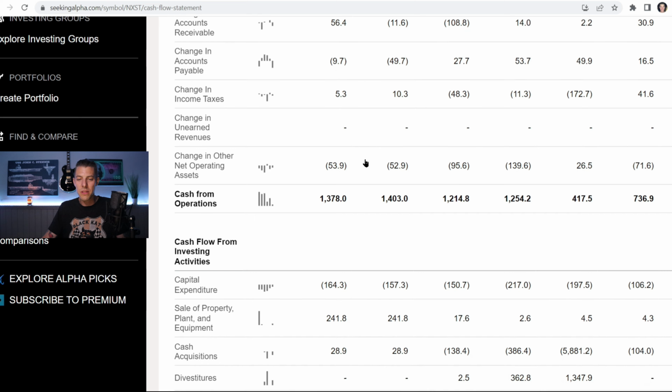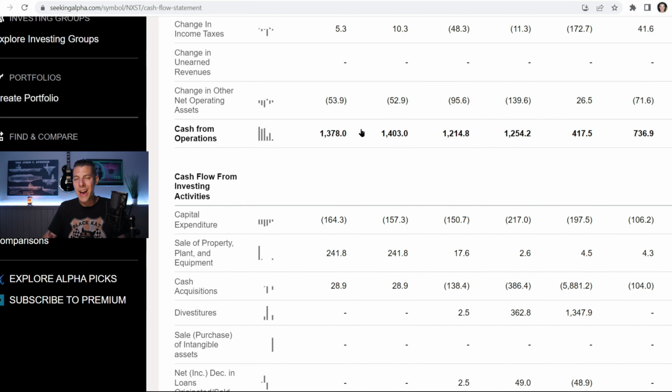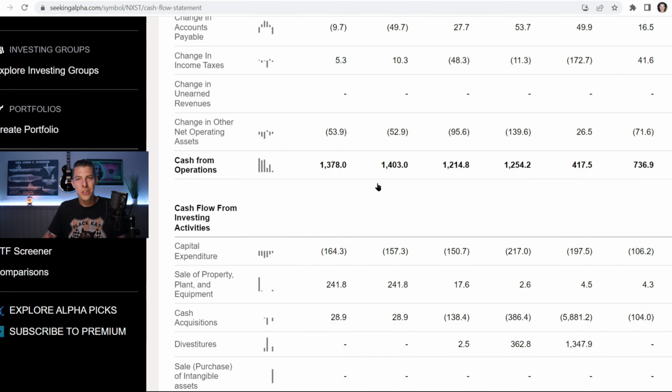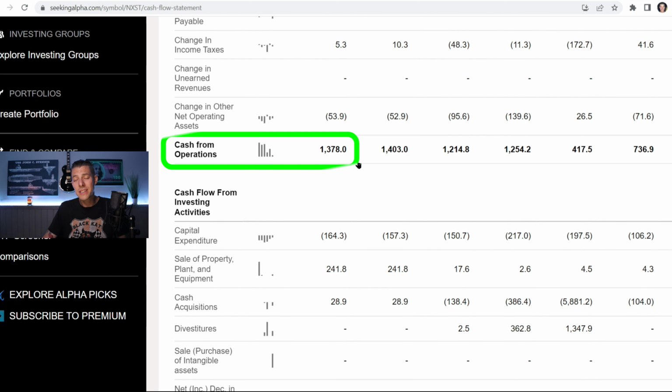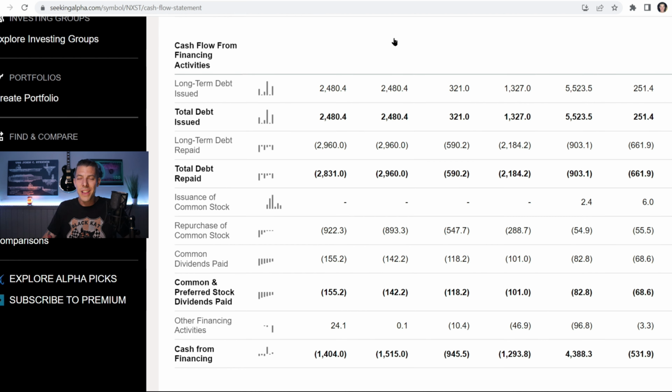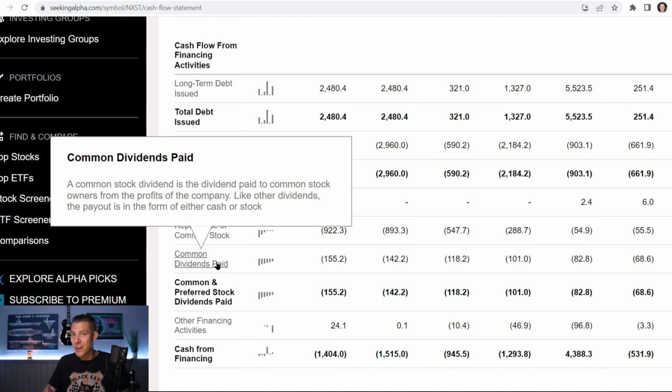But as we go down to the bottom of this, we get the cash from operations, which again was the cash from the day-to-day business functions, which for Nexstar Media is $1.378 billion. And then last, what the cash is flowing in and out of from the financing activities, which if you look, common dividends paid, there we go. That's what the business has to pay to us, the stockholders. Well, they don't have to, but the board elects to.